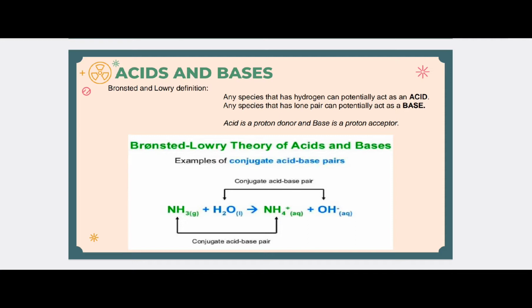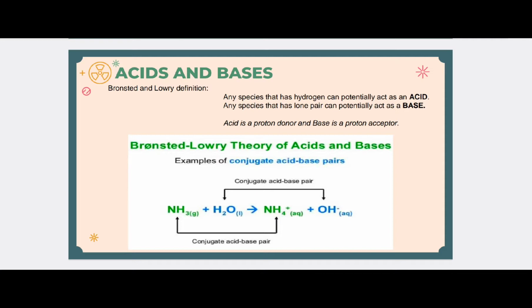Any species that has a lone pair can potentially act as a base. An acid is a proton donor and a base is a proton acceptor. Acid-base reaction: a proton transfer reaction. Both an acid and a base must be present in an acid-base reaction, because an acid cannot lose a proton unless a base is present to accept it.